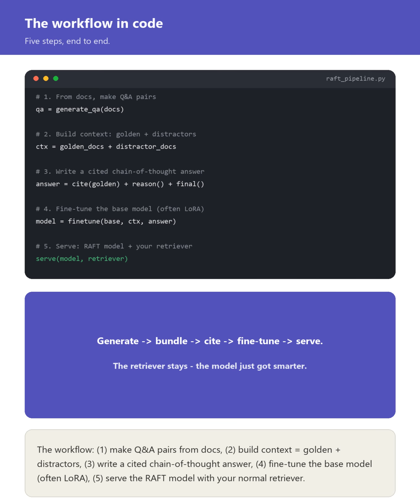Here is a simple mental model of the workflow in code terms. Step 1. Take your documents and generate question and answer pairs. Step 2. For each pair build a context with golden plus distractor documents. Step 3. Write a cited chain of thought answer. Step 4. Fine-tune your base model on these examples, often with LoRA. Step 5. At runtime, pair the RAFT-tuned model with your normal retriever and serve answers.